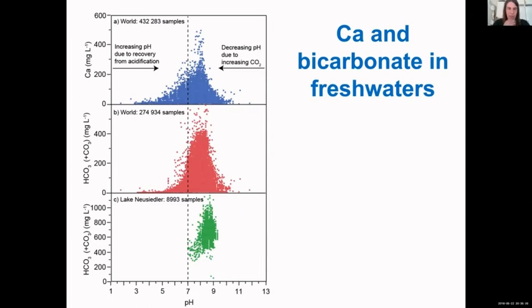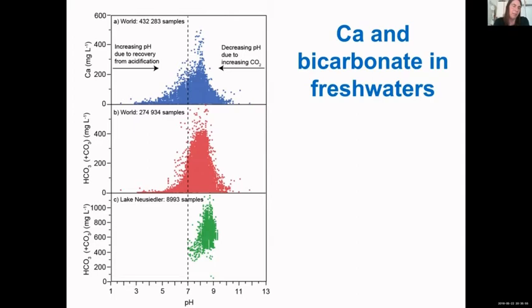So let's see what we see on this figure here. We have the pH on the x-axis, and we see that when we take all freshwaters of the globe from a global perspective, we actually reach pH values from 2 up to a level of 12. And we see that the calcium concentrations have a maximum at a pH around 8. And we also see that they decline towards very low pH values and towards very high pH values.